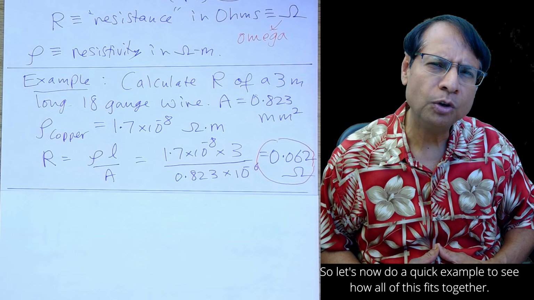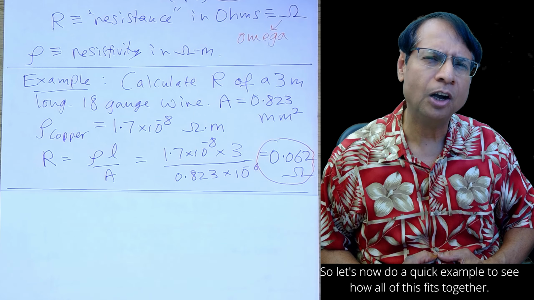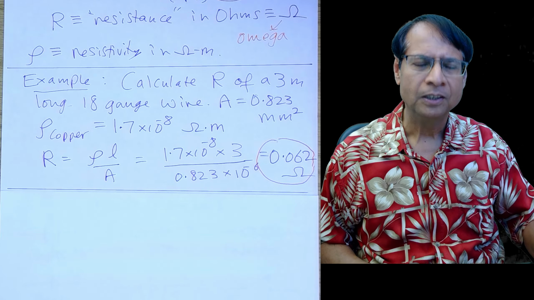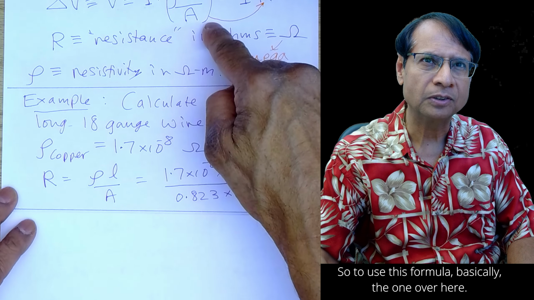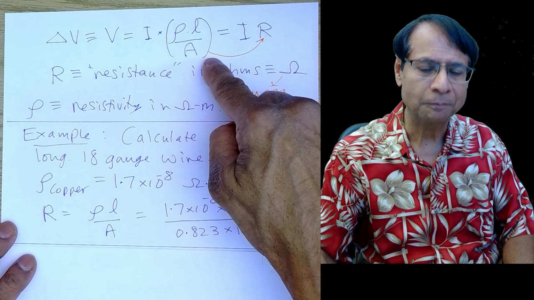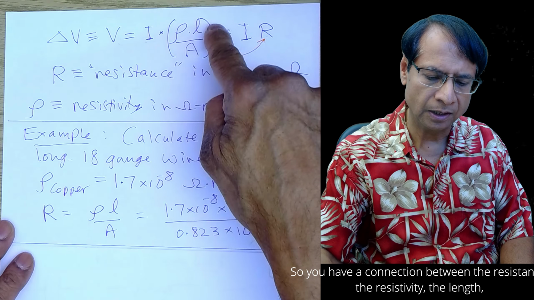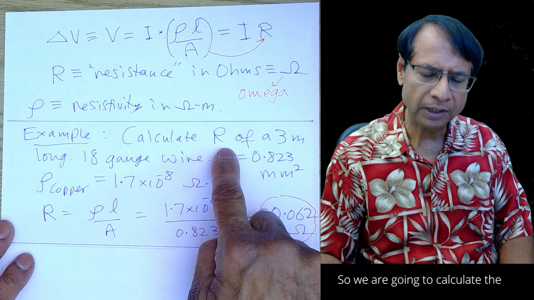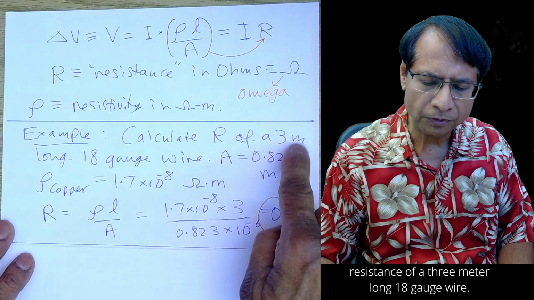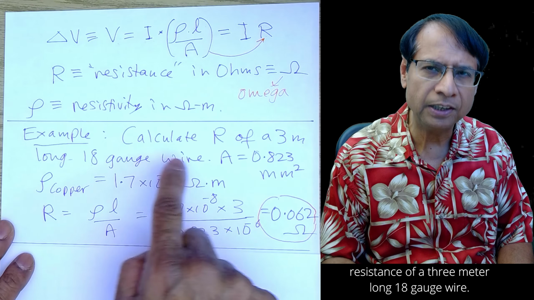So let's now do a quick example to see how all of this fits together. To use this formula, the one over here, there it is. You have a connection between the resistance, the resistivity, the length, and A. We are going to calculate the resistance of a 3 meter long 18 gauge wire.